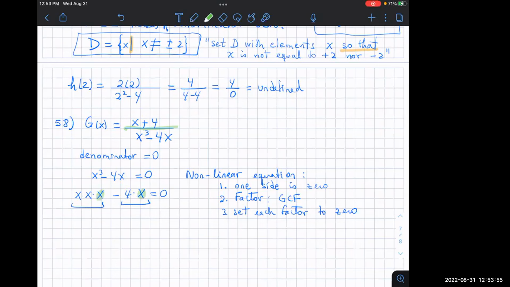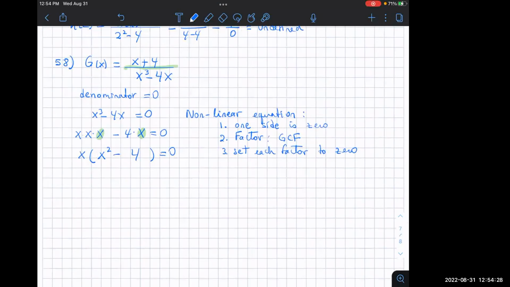So x is common. Now, if you spell it out like that, you can see it very clearly. Then you take what's common out. Whatever you take out, I took out the x, and whatever I'm left with goes inside. So I get x times x goes inside, that's x squared, and then minus 4.